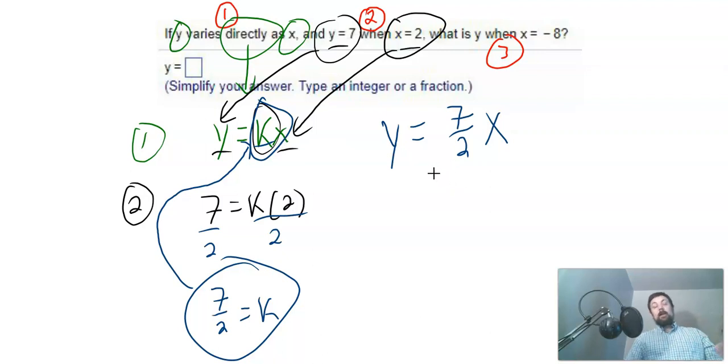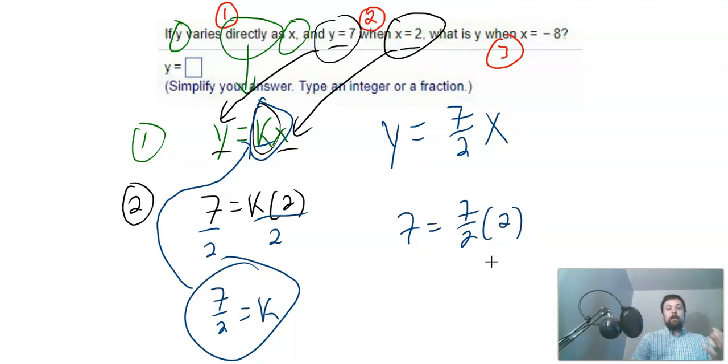The reason I'm pointing that out is because I have noticed over the years that students will give me this as their answer. They'll say 7 equals 7/2 times 2. So they're leaving the numbers plugged in for the variables. You don't want to do that. That's not an equation, right? This is a true statement, but it's not an equation.